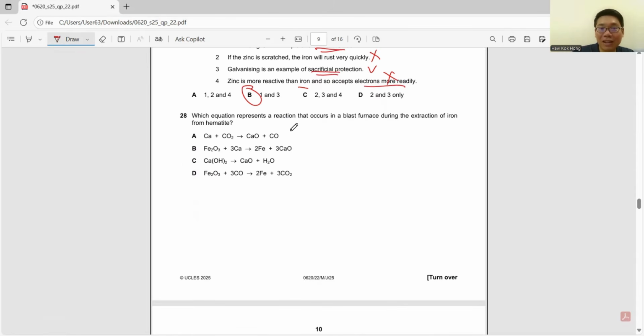28. Which equation represents a reaction that occurs in a blast furnace during the extraction of iron from hematite? So iron(III) oxide becomes iron by using carbon monoxide. We will not use calcium for this. So the answer is obvious.